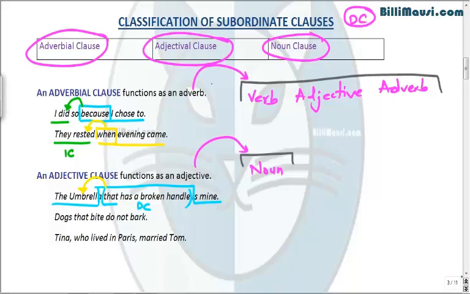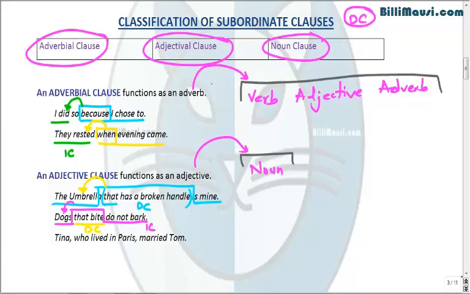Dogs that bite do not bark. That bite is the dependent clause. Dogs do not bark. This is the independent clause. So that bite is giving an additional information about what kind of dogs. Let's move on to next example.